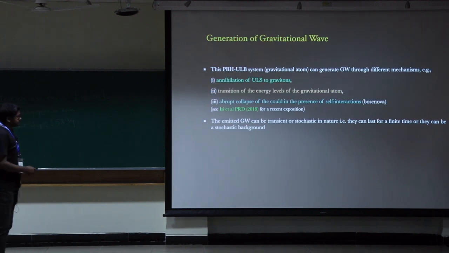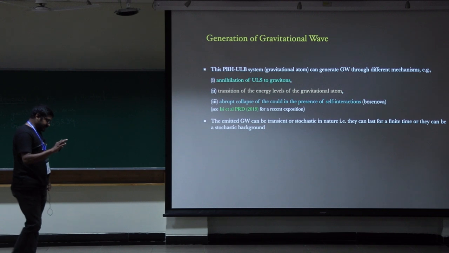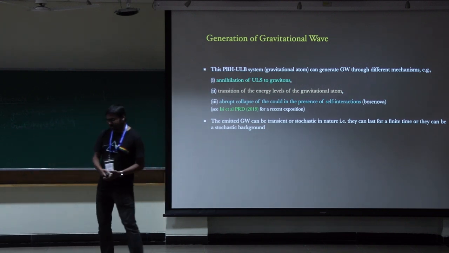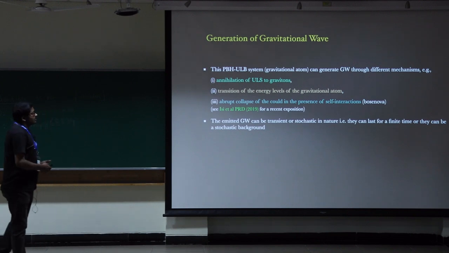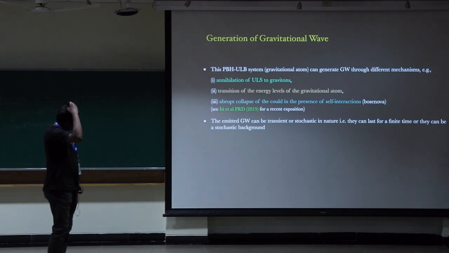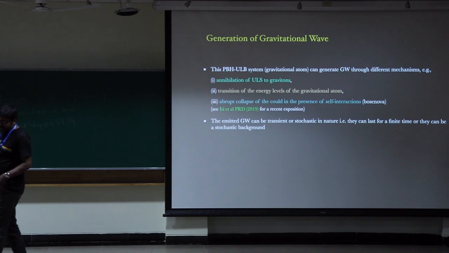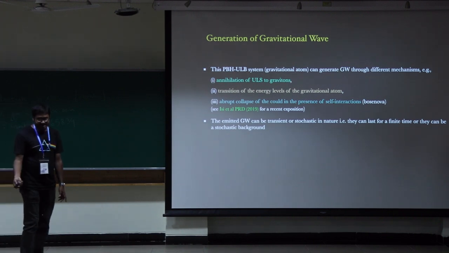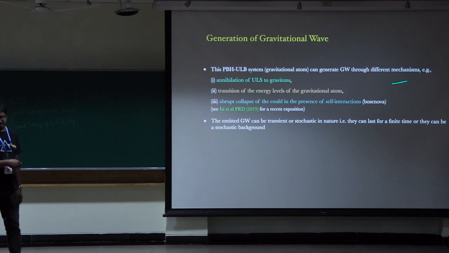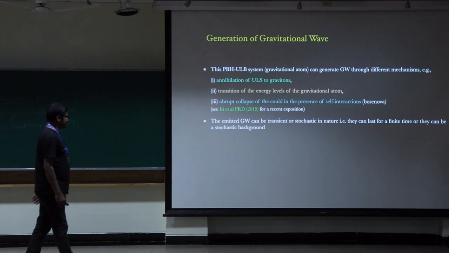Okay. Now, once we have that scalar cloud system formed around the black hole, that system can generate gravitational waves through different mechanisms. For example, the ultralight bosons that form that cloud can annihilate to gravitons, so that can lead to some kind of gravitational wave spectrum. Or there can be transitions between the energy levels of the cloud, which also can lead to some kind of gravitational wave spectrum.